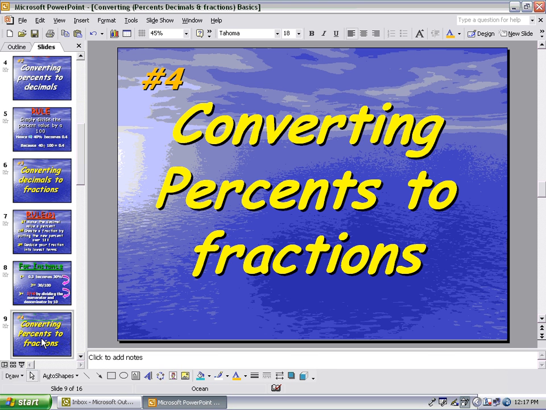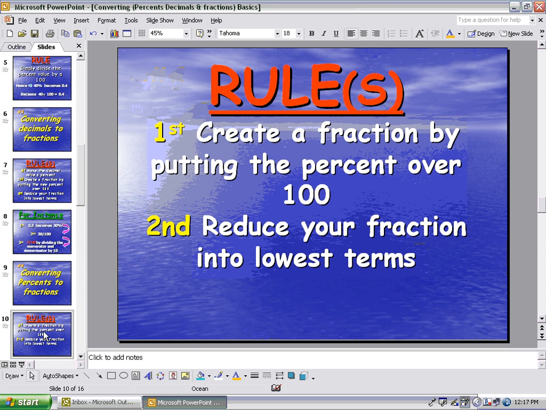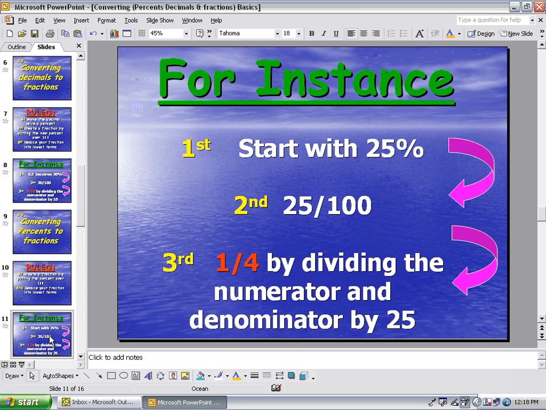This one here is just one less step, converting percents to fractions, because now you already have your percent. So now all you simply do is create a fraction by putting the percent over 100, and then reduce your fraction into lowest terms, almost identical to what we just did. So if you're starting with a percent like 25%, first thing I do is I put it over top of 100. So I have 25 over 100, 25 in my numerator, 100 in my denominator. And now all I do is reduce it down to lowest terms. 25 goes into the top and bottom number, so I divide each one by 25, and as a final answer, 1/4 becomes my fraction.